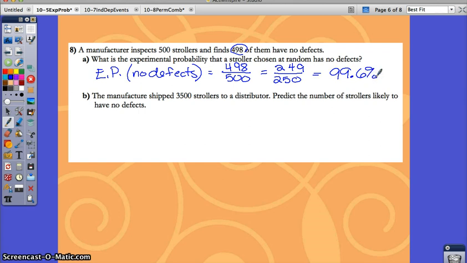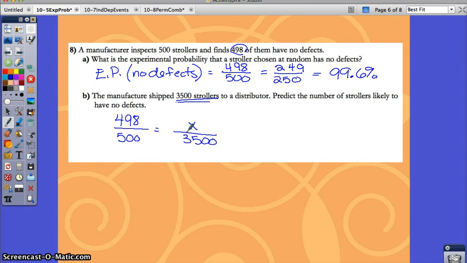Then to make your prediction, you have two options. So on the B, the manufacturer shipped 3,500 strollers to a distributor. Predict the number of strollers likely to have no defects. You can either set up a proportion or you can write an equation. If you do a proportion, we know 498 out of the 500 have no defects. We want to know how many out of 3,500, so that's your total, would have no defects.